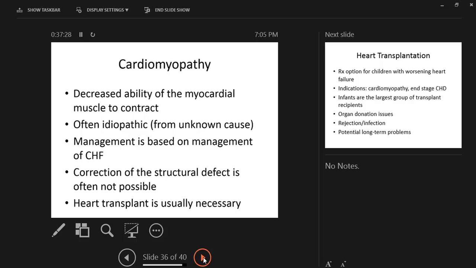Cardiomyopathy is a decreased ability of the myocardial muscle to contract. And again, often they don't know what causes it. They just know that the kid has an enlarged heart. Management is the same as you would for congestive heart failure, with digoxin and oxygen and vasodilators and vasopressors. Then they'll do a correction of the structural defect if that's what's causing it. If they're having some type of blood flow issue, then that would be corrected. A heart transplant is often necessary if the heart becomes so damaged with cardiomyopathy.